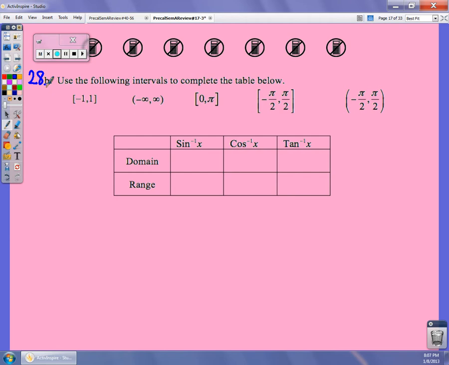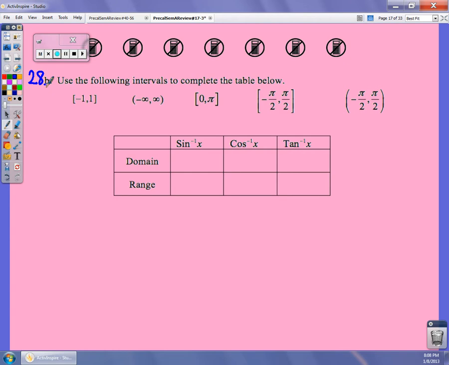Now remember, these are our inverse functions, and because they are our inverse functions, they will have the domain and range switched from the original functions. So if you need to, go back and think about your original functions.